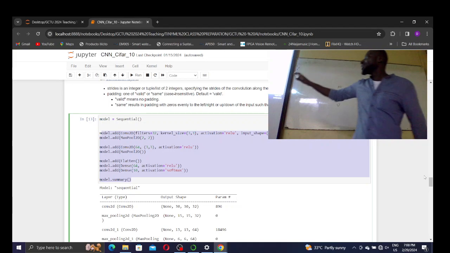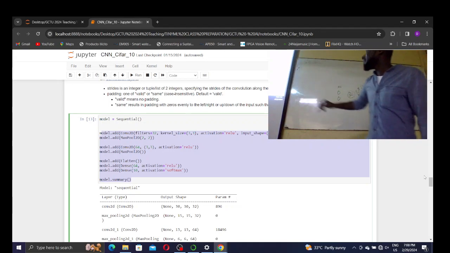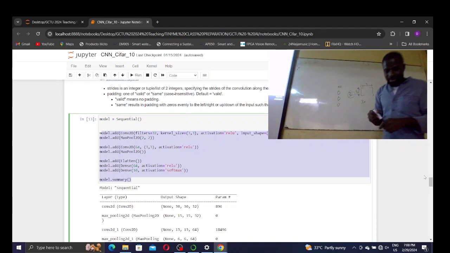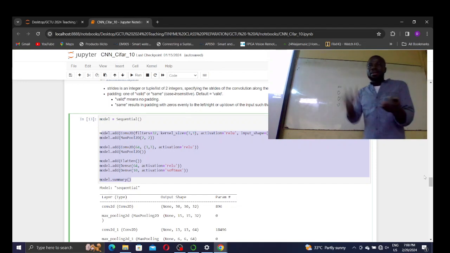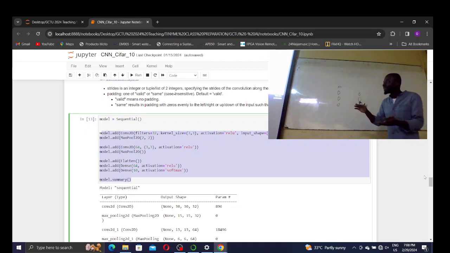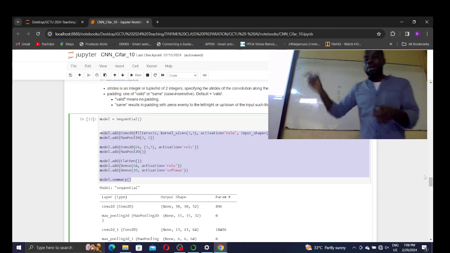Dense layer, 64 neurons. The activation is ReLU, and then the last layer is another dense layer, which is 10, 10 of them, because we are classifying 10 types of images. And for that one, the activation function is softmax.